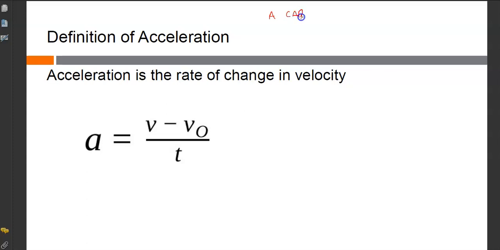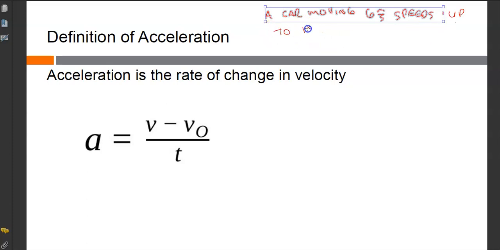So any of those problems that you see, maybe a problem looks something like this. A car moving 6 meters per second speeds up to 12 meters per second in 3 seconds. And they might well say find the acceleration. Okay? Well, there's nothing hard about that at all.